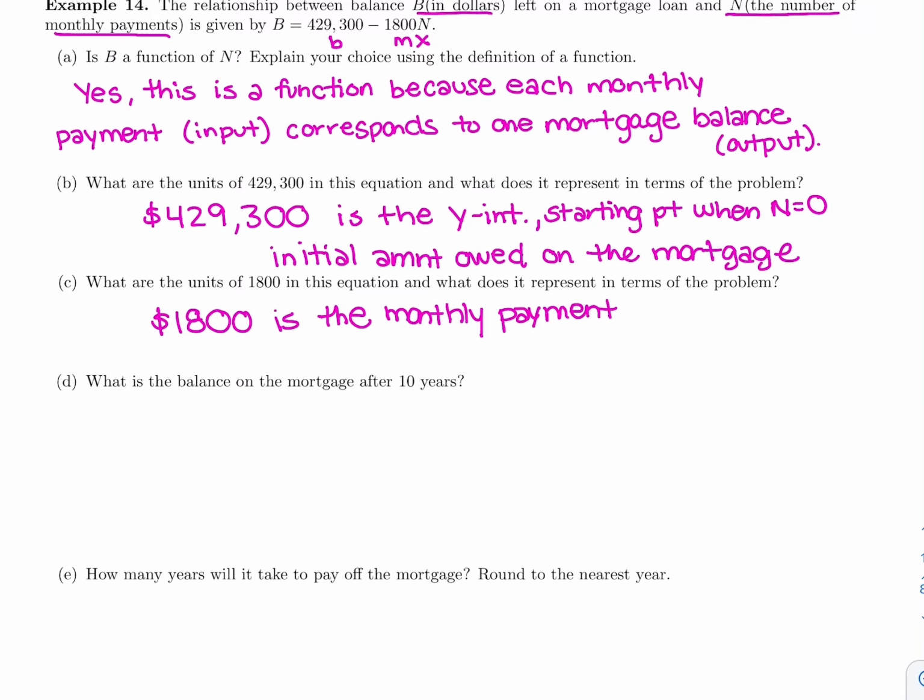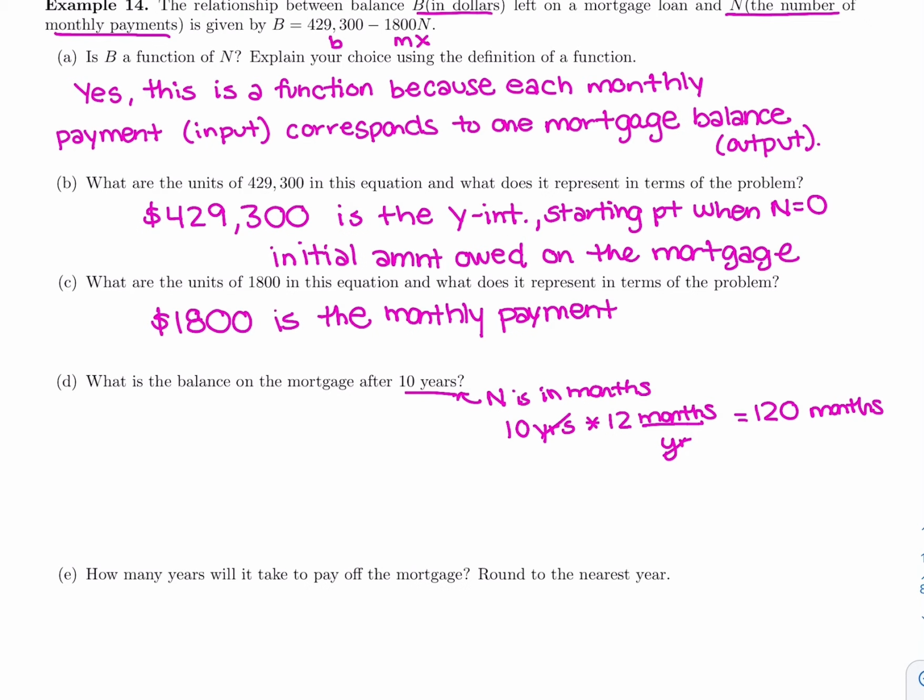So what is the balance of the mortgage after 10 years? First of all, we need to figure out how many months that is. N is in months. It's our monthly payment. So if this was 10 months, we'd just plug in 10, but we're not asked about 10 months, we're asked about 10 years. So we're going to take this 10 years and multiply by 12 months per year. That way the years will cancel out and we'll have an answer just in months. So 10 years times 12 months in a year is going to give us 120 months of making these monthly payments.